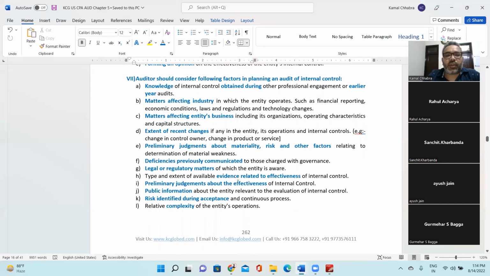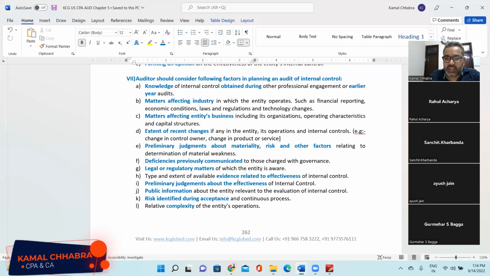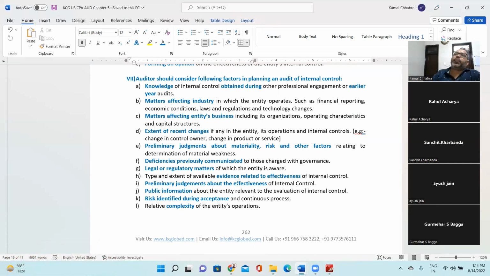Seventh point, the auditor should consider the following factors in planning the audit of internal controls. So now you are planning the audit of internal controls. What all things you need to keep in mind? First one is knowledge of internal control obtained during other professional engagements or earlier years. That means, for example, if you are doing audit of financial statements, at that point of time also you might have gone through process narratives, SOPs, walkthroughs, right? So all the knowledge you have gained from those procedures, or from the previous year audit if you have conducted.